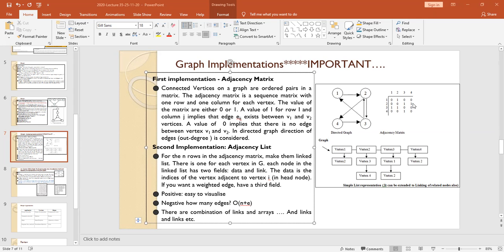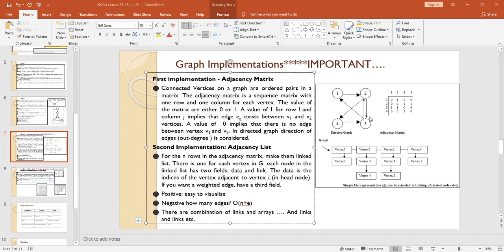That's why we put it as 1. Next you come for 3. So 3 to 1, there is a path. 3 to 2, there is a path. 3 to 3 no. 3 to 4 no. So that's why 1 1 0 0.